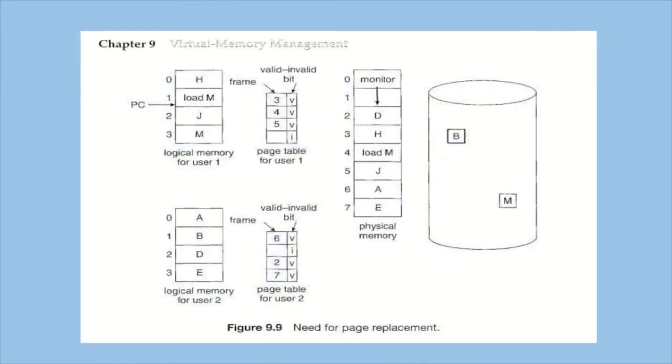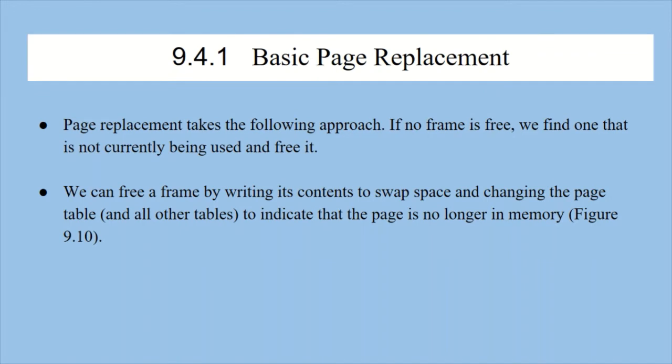So basic page replacement takes the following approach. If no frame is free, we find one that is not currently being used and free it. We can free a frame by writing its contents to swap space and changing the page table to indicate that the page is no longer in memory.